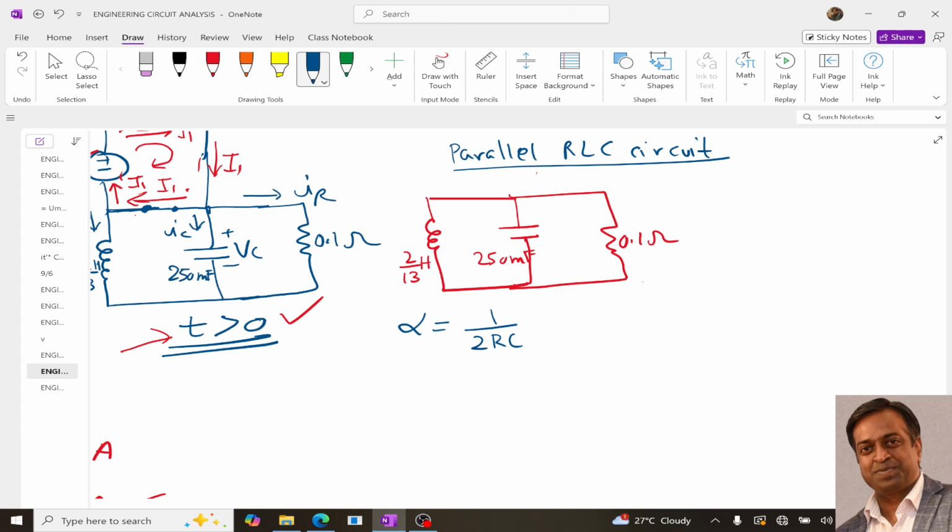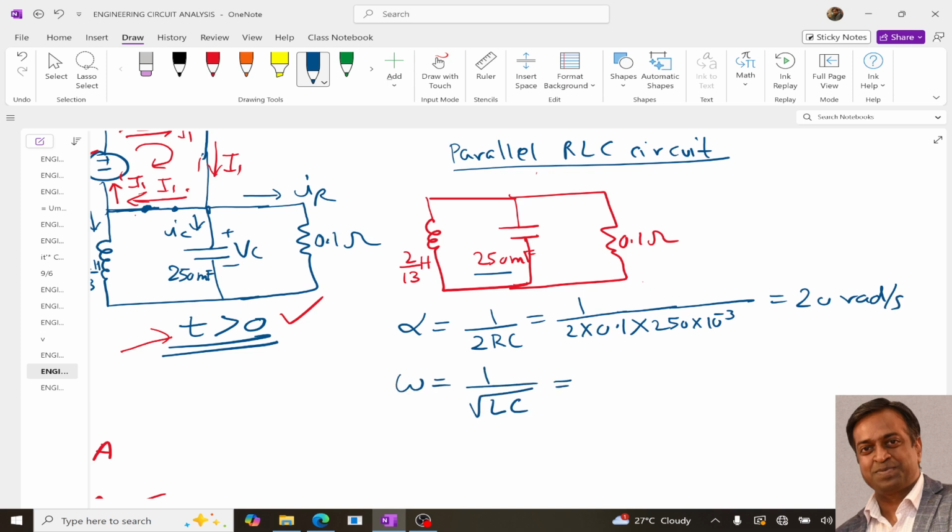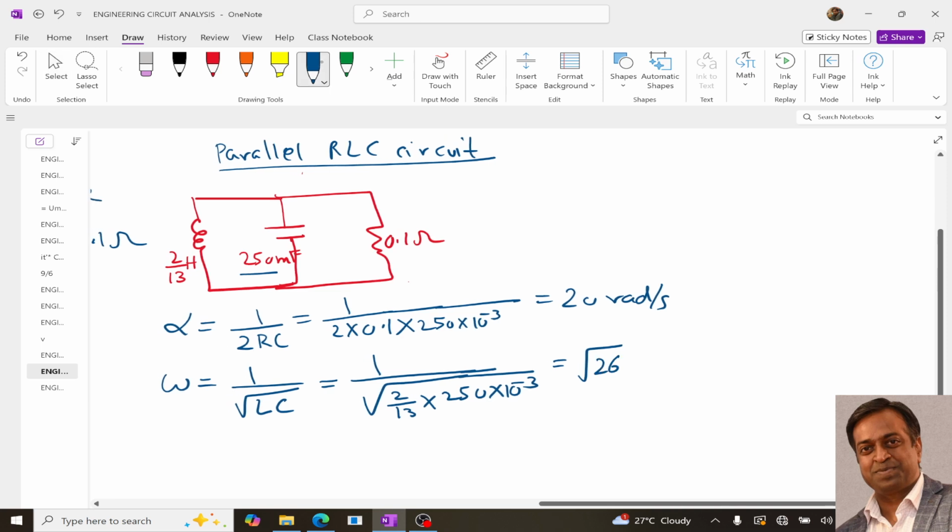If you substitute the value of R as 0.1, C is 250 millifarad, so 250 into 10 power minus 3. So you will get alpha as 20 radians per second. Similarly, omega naught is 1 upon root LC. If you substitute the value over here, you will get 2 by 13 into 250 into 10 power minus 3. If you solve this, you will get the answer as root 26 radian per second.